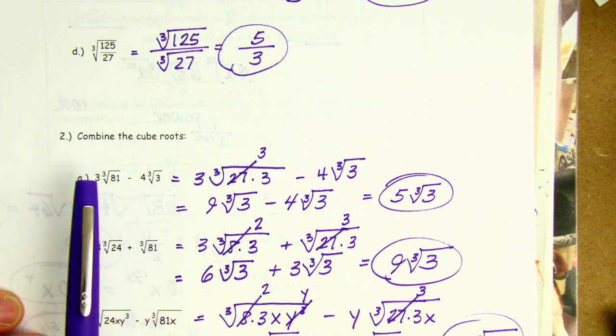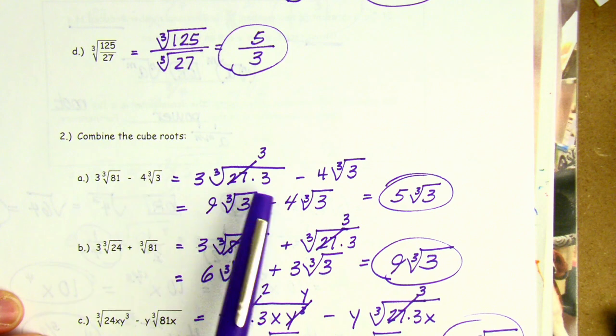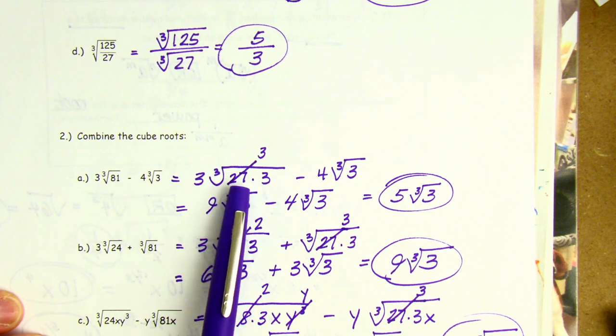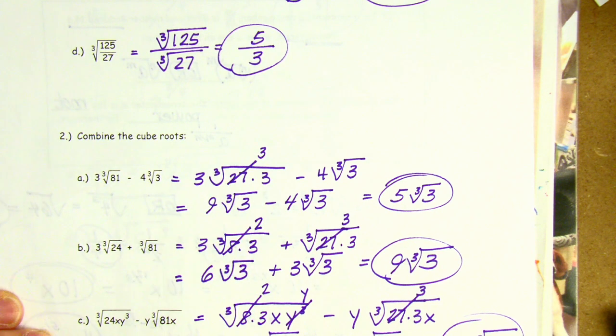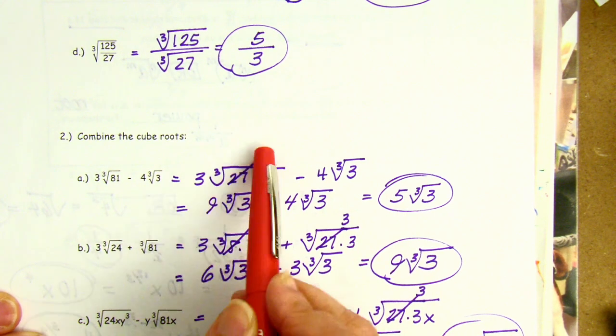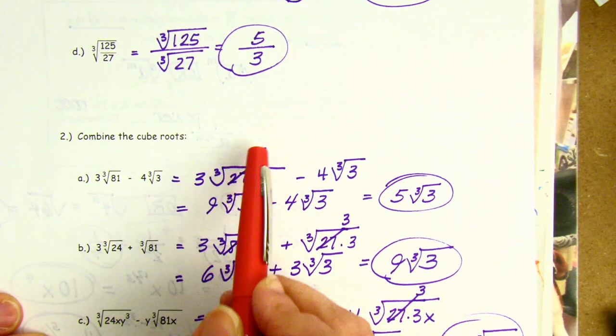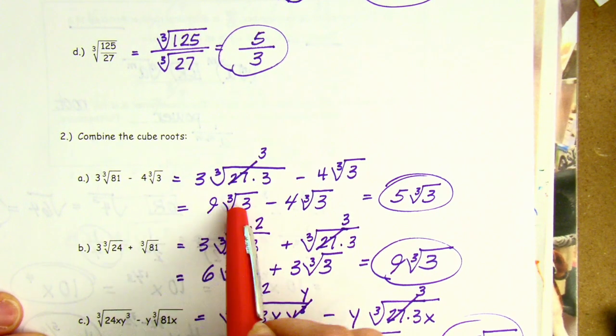Okay, this is 3 times cube root of 81. Subtract 4 times the cube root of 3. I can rewrite 81 as 27 times 3. The 27 comes out as a 3. Now, notice, this 3 and this 3 are both on the outside. This is straight across multiplication. So we've got 3 times 3, or 9 times the cube root of 3.